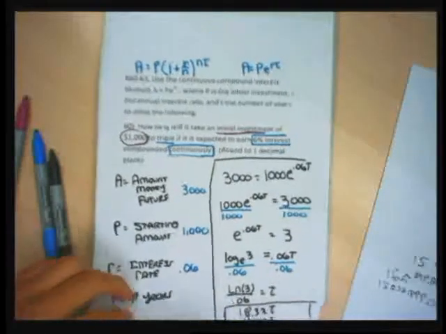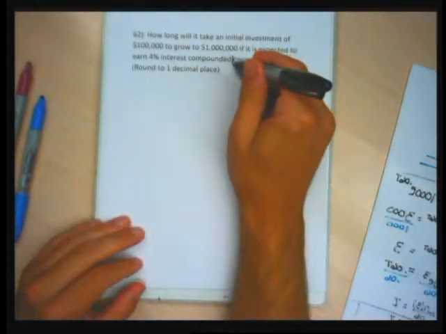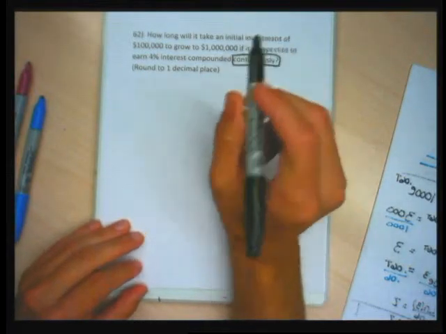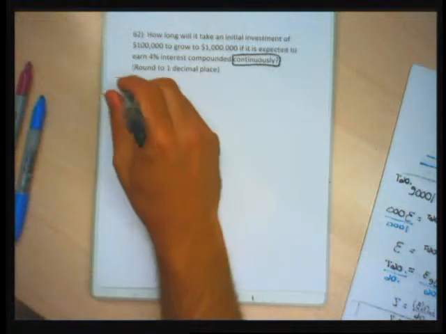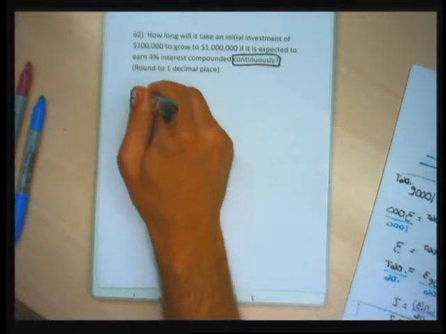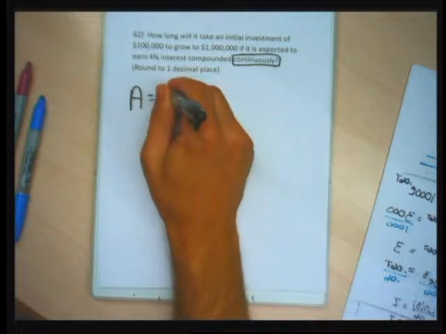All right, 62, another money word problem. It's a little bit easier, I think. You might not feel the same. So in money word problems, I look for the word after compounded. If you see continuously after the word compounded, you use the money formula with the e.